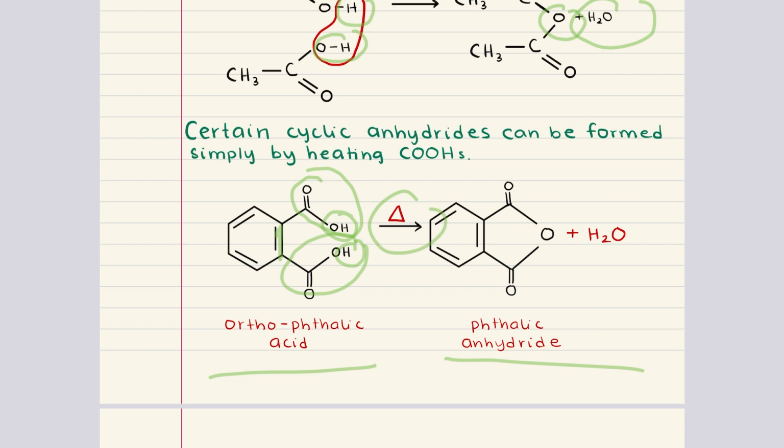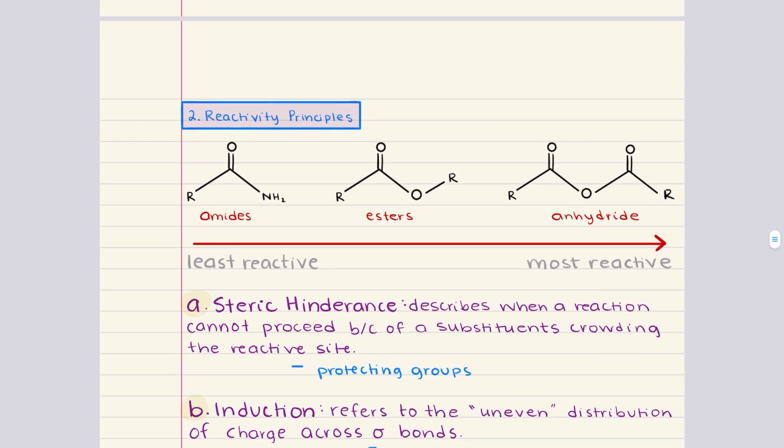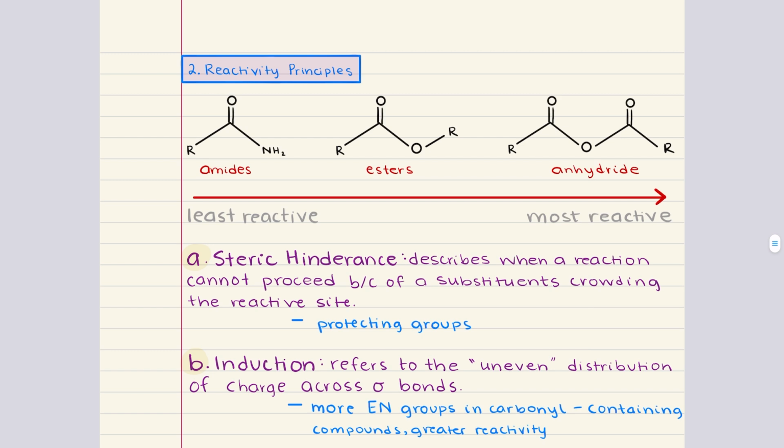Now that we've introduced the major classes of carboxylic acid derivatives, we're ready to move into our second objective for this chapter. Here we're going to talk about reactivity principles. Understanding the reactivity of carboxylic acid derivatives is important because it allows us to predict how these molecules will behave in different chemical reactions, particularly nucleophilic acyl substitution reactions.